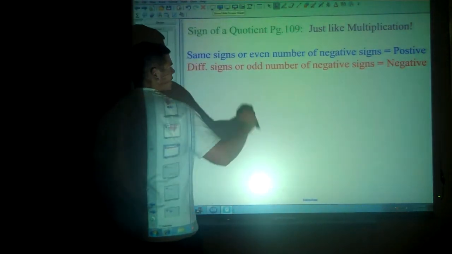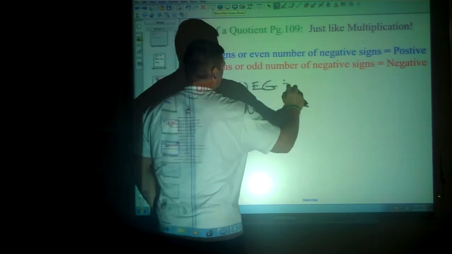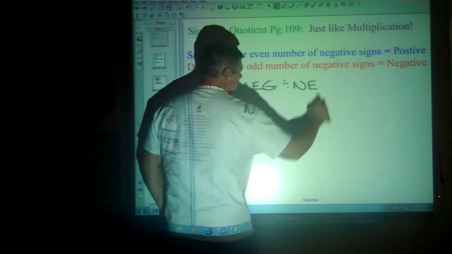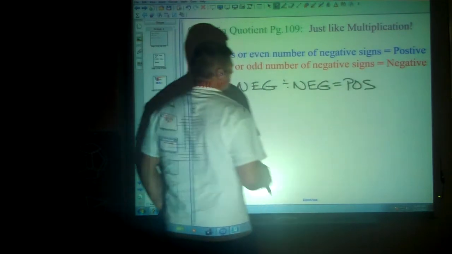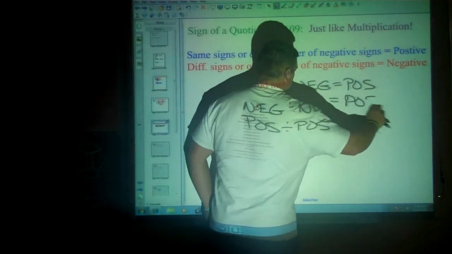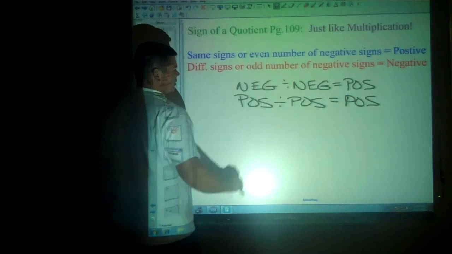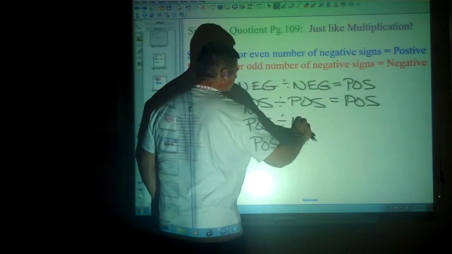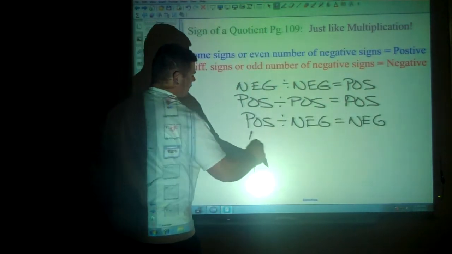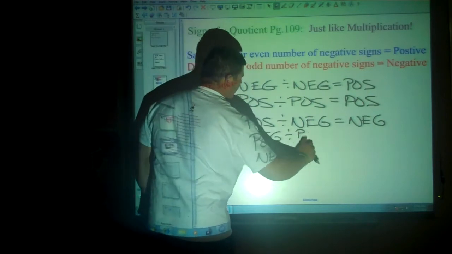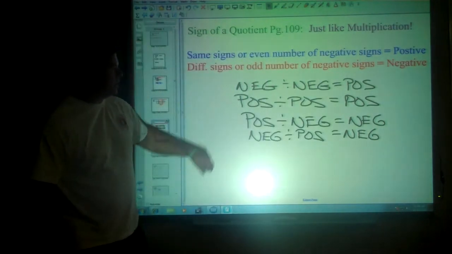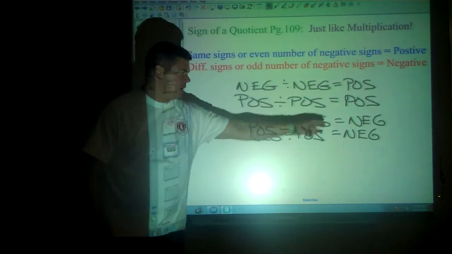You basically have this scenario. Negative divided by negative, not a very good G, is going to equal a positive. A positive divided by a positive is going to equal a positive. When they're the same sign, you'll always get positive. But if it's a positive divided by a negative, you're going to get a negative. And if it were flip of this, negative divided by a positive, you're going to get a negative. You have 4 situations of what you could have. Same signs, positive. Different signs, negative.